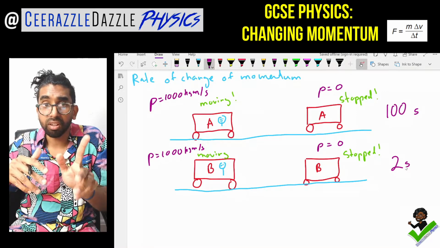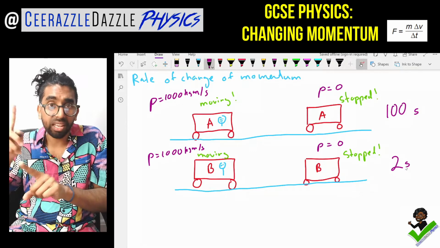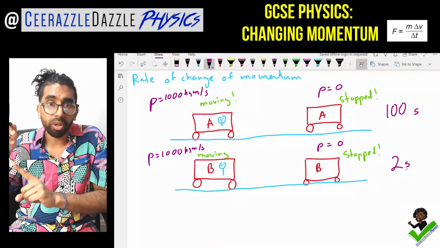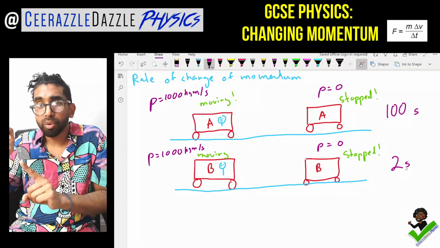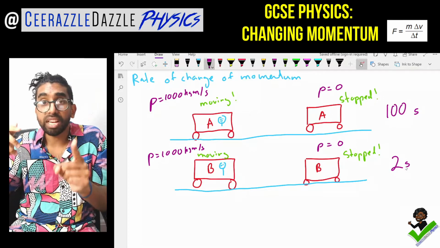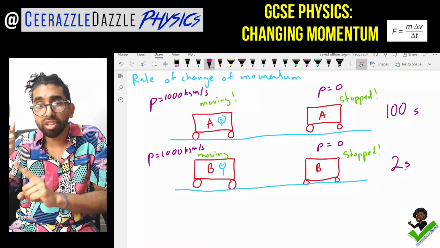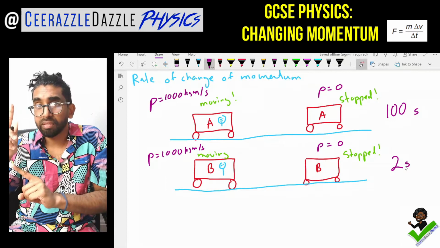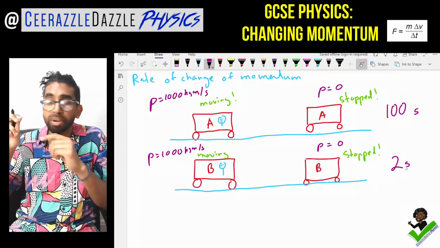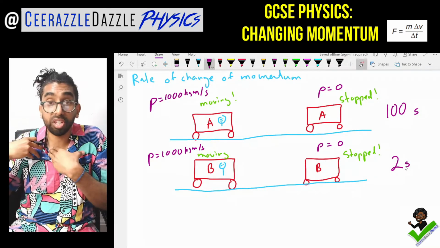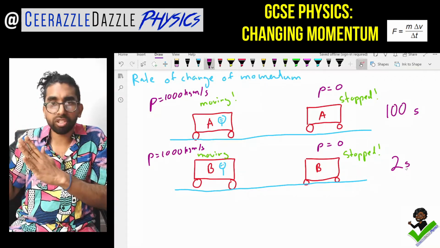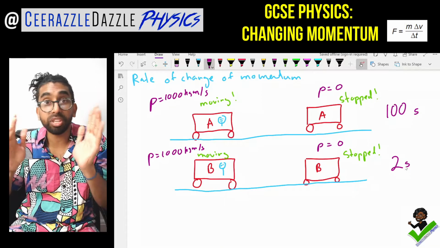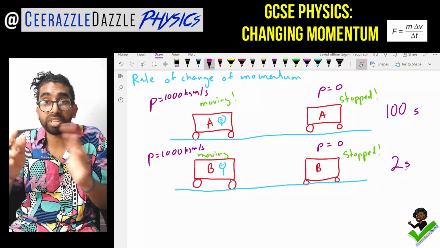Let's say you are standing on the bus of A and B. The question is the following: in which scenario will you experience the greatest force acting upon you? To visualize it, imagine you're on the bus and the bus brakes suddenly. What happens to the force acting on you compared to if the bus slowly brakes? So which scenario do you think you will experience the greatest amount of force acting on you?